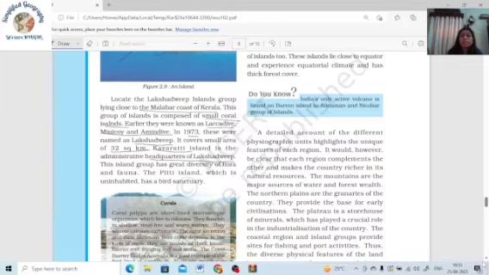The island group has great diversity of flora and fauna. Pitti Island, which is uninhabited, has a bird sanctuary. This is very important, both Kavaratti and Pitti Island. Why is Pitti Island important? Because it has a bird sanctuary.